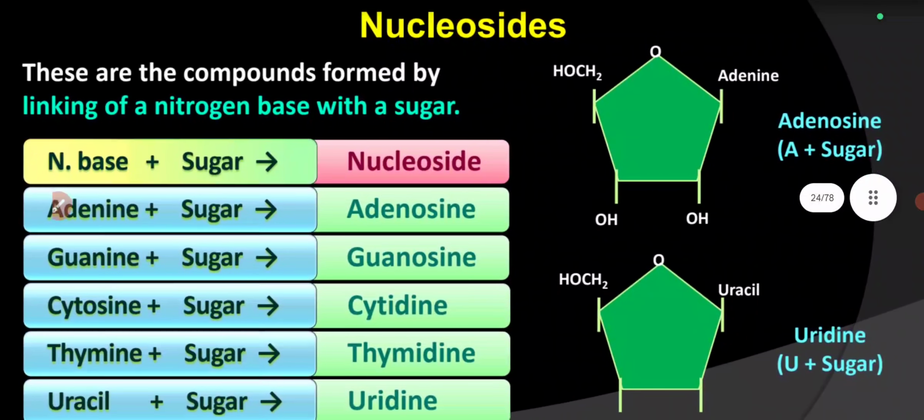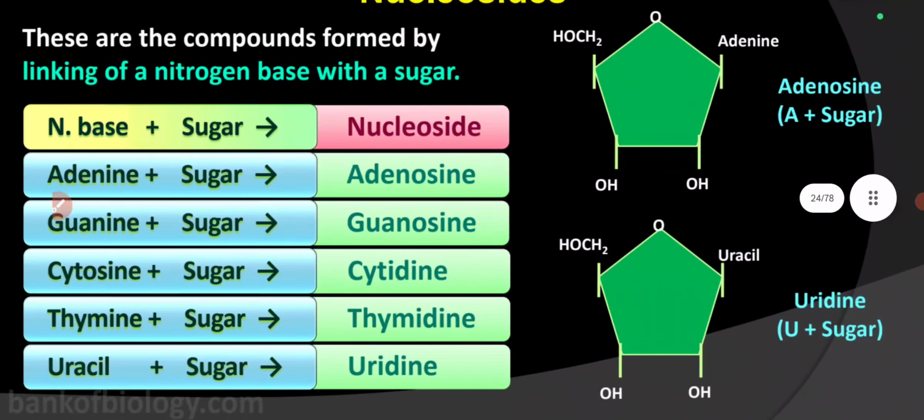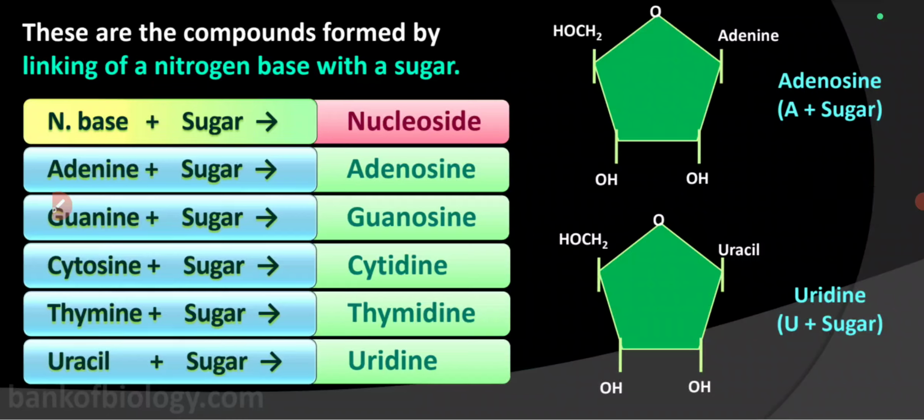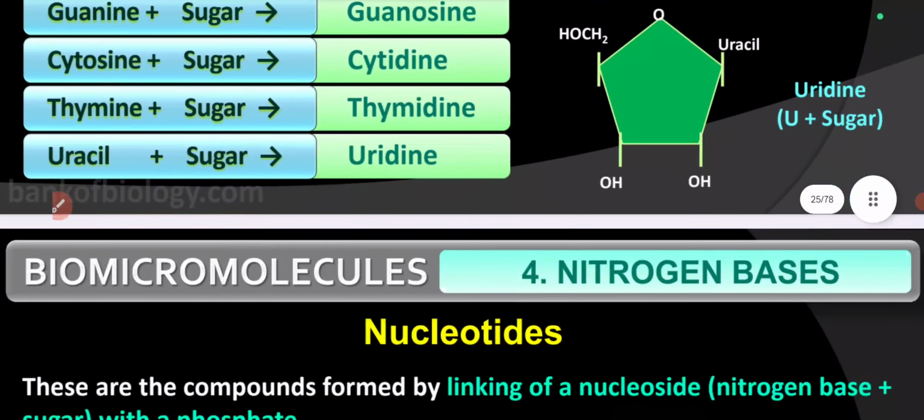Nucleosides. These are the compounds formed by the link of a nitrogen base with a sugar. When a nitrogen base is linked with a sugar, it forms a nucleoside. Adenine plus sugar, you can see, is adenosine. Guanine plus sugar, guanosine. Cytosine plus sugar, cytidine. Thymine plus sugar, thymidine, and uracil plus sugar, uridine. See the diagram, you can easily find out the nucleosides.